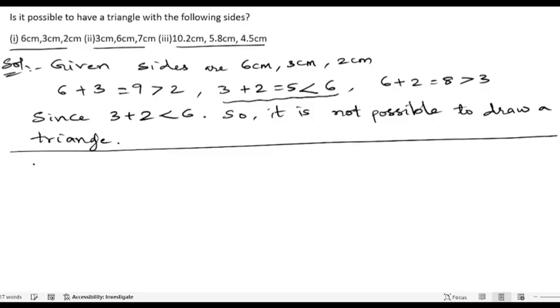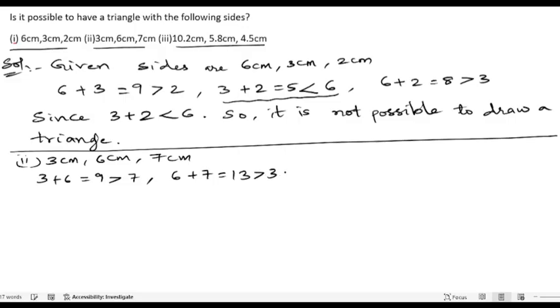Now let us do the second bit. In the second bit we have 3 centimeter, 6 centimeter and 7 centimeter. So if we write 3 plus 6, which equals 9 centimeter, which is greater than 7. Next, 6 plus 7 is 13, which is again greater than 3. Next, 7 plus 3 equals 10, which is greater than 6.